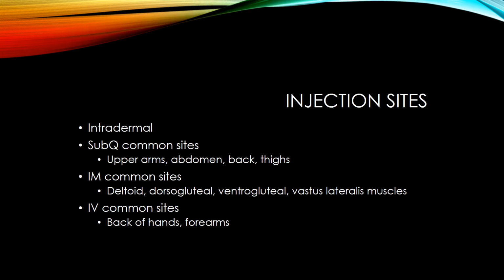So, injection sites. The intradermal is right underneath the skin. The sub-Q is in our subcutaneous fat: the upper arms, abdomen, back, and the thighs. IM is a common site. The common sites are the deltoid, the dorsal gluteal, the ventral gluteal, the vastus lateralis, and then of course IV common sites are the back of the hand or the forearm.